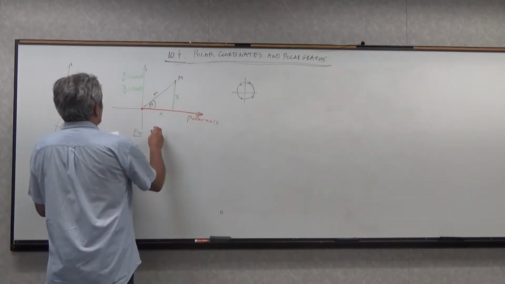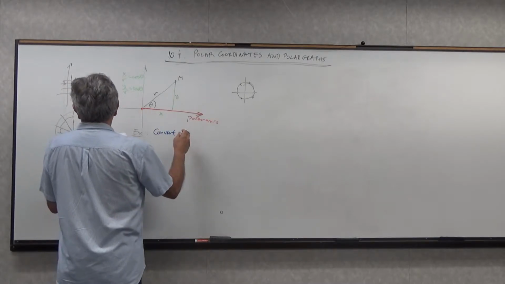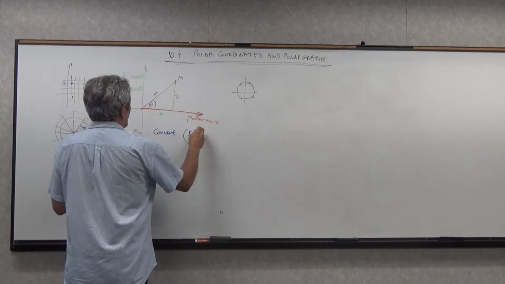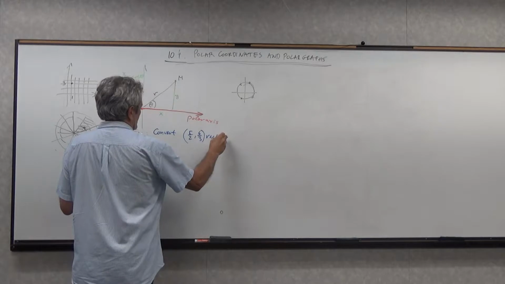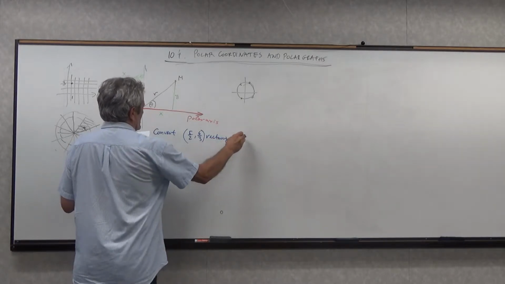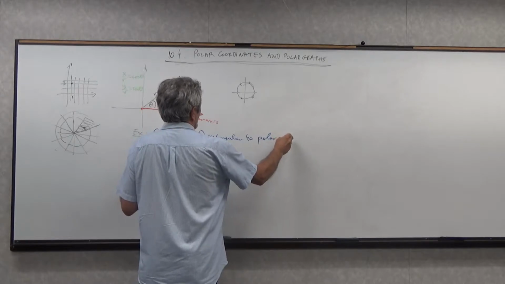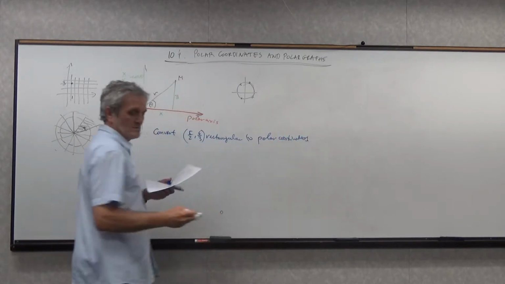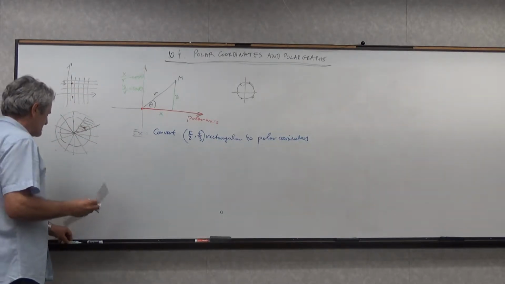Example: convert 5/2, 4/3, rectangular, to polar coordinates. We're just practicing what we just discussed.